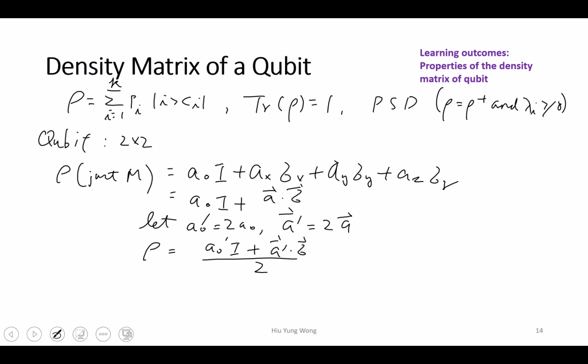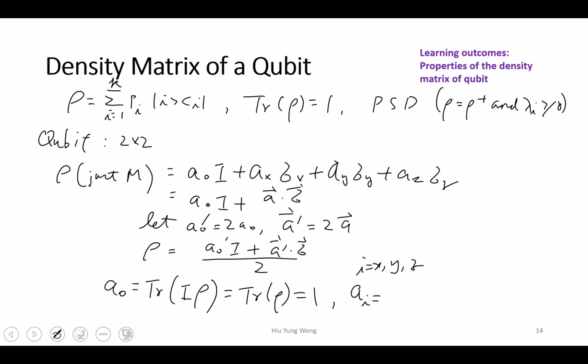Do you remember how to find A0? Very good. Inner product, right? I times M, which is rho. What is the trace of rho? 1. Right? And similarly, for the others, I call it i equal to X, Y, Z. Sorry, actually A0 should be half. I forgot to divide by 2. And then Ai is also half of the trace of sigma i times rho.